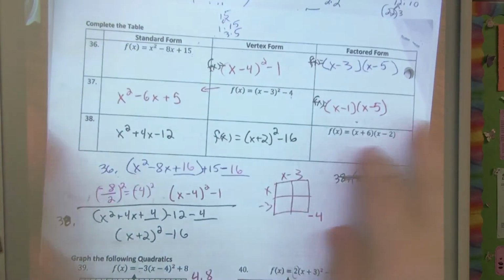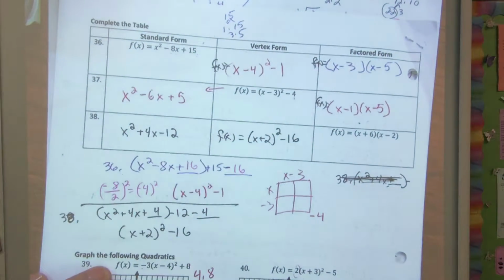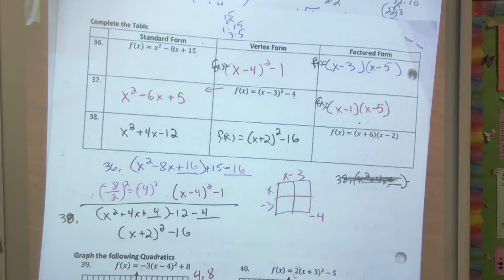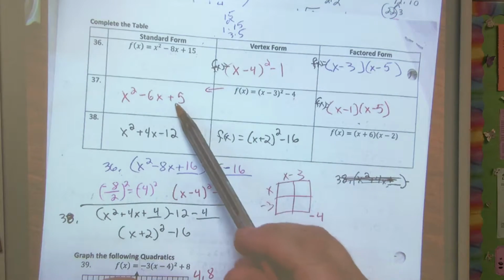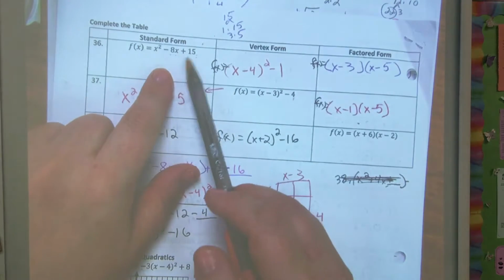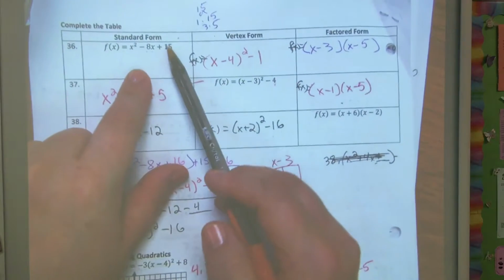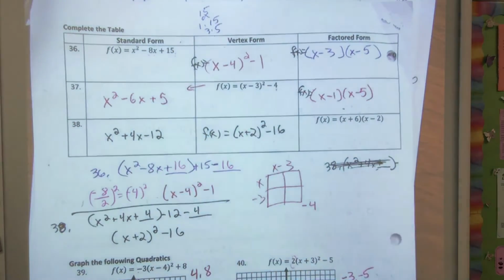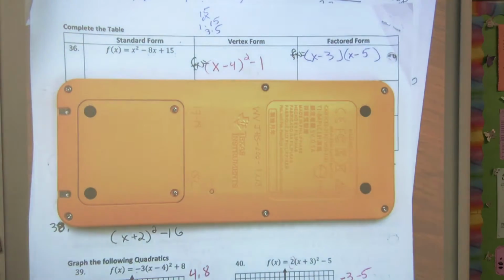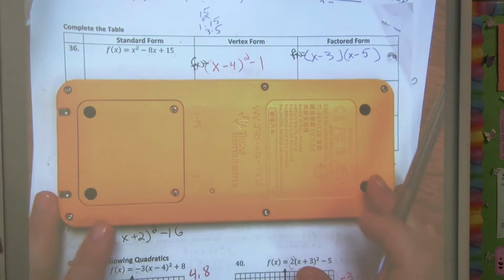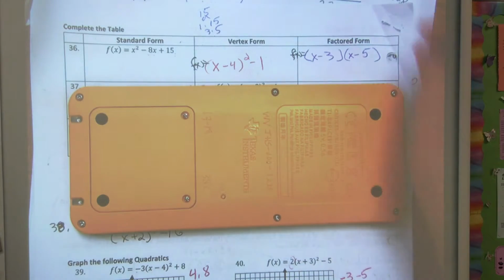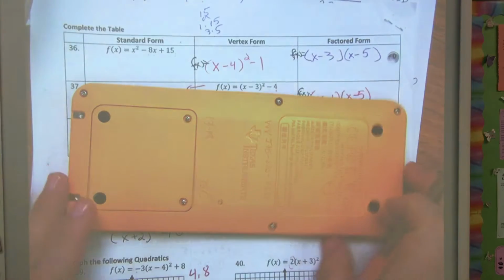Again, I'm going to just talk about it. I'm going to show you where I started for 36. This is the one I started with first. In fact, I kind of want to cover the others up so you're not getting too anxious and just copying.